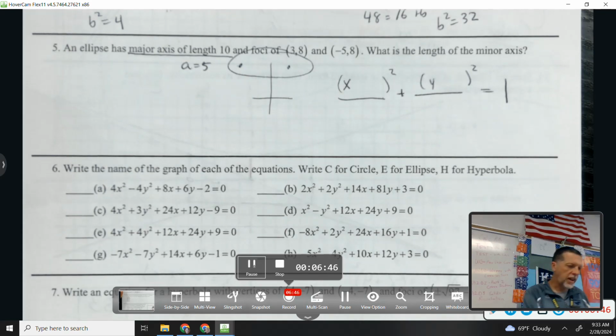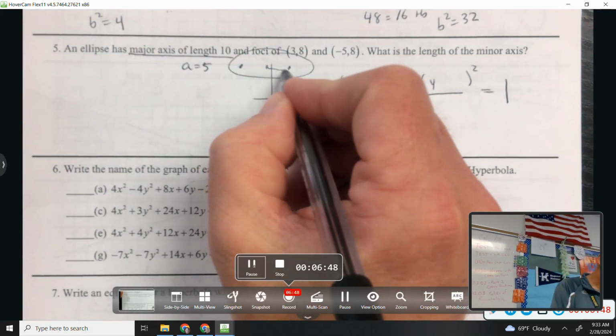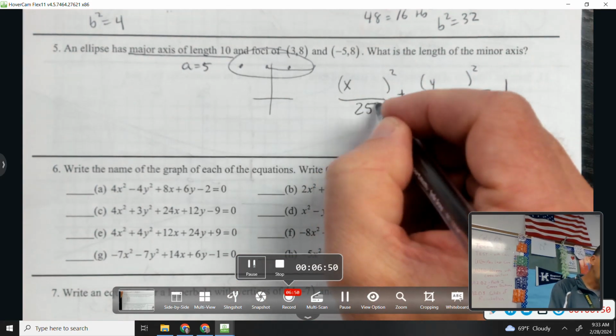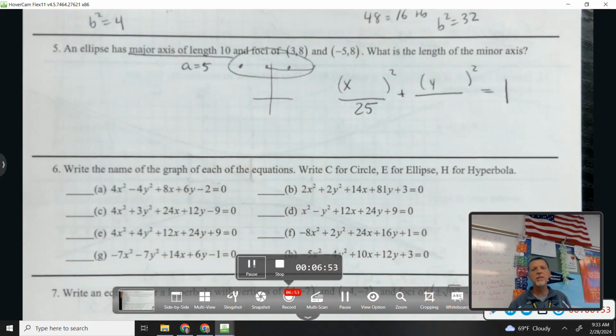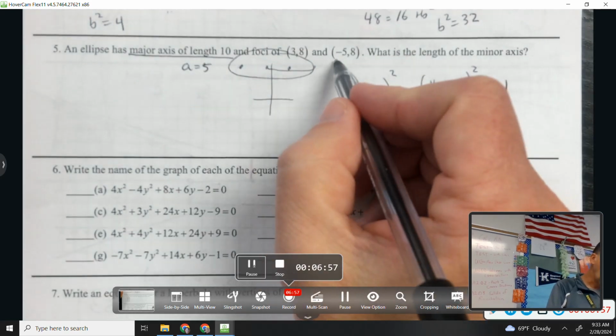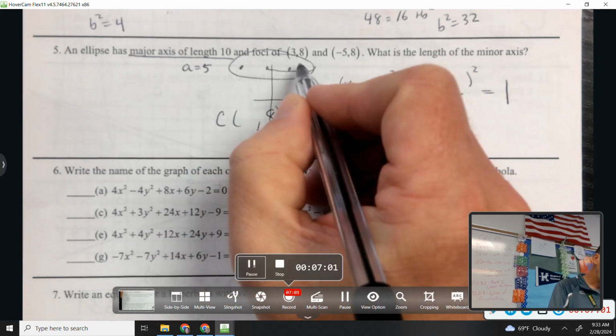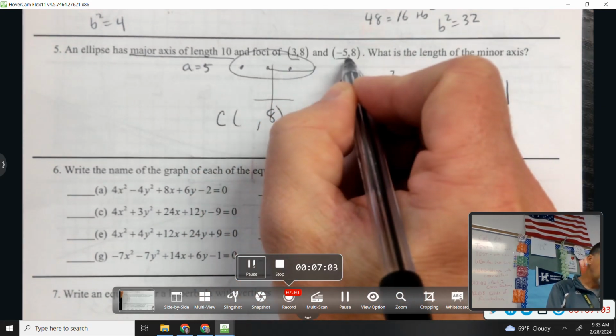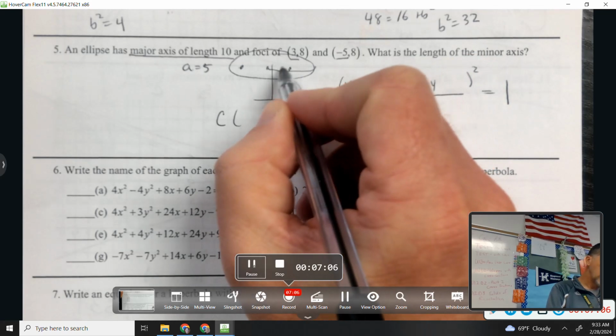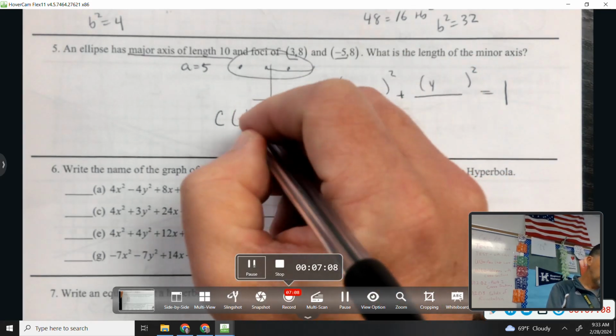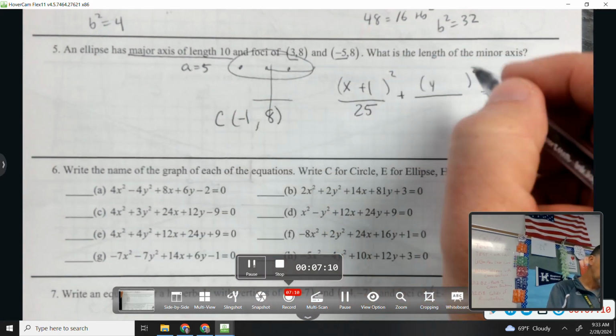Let's see, if A is 5, then 25 goes under the left-right one. The center would be right in between there. Y value would definitely be 8. And then in between 3 and negative 5 would be negative 1. So x plus 1, y minus 8.